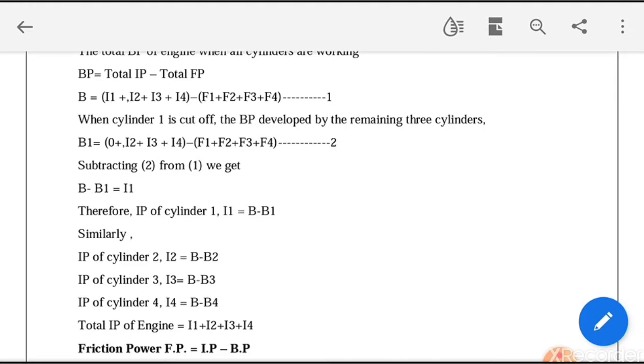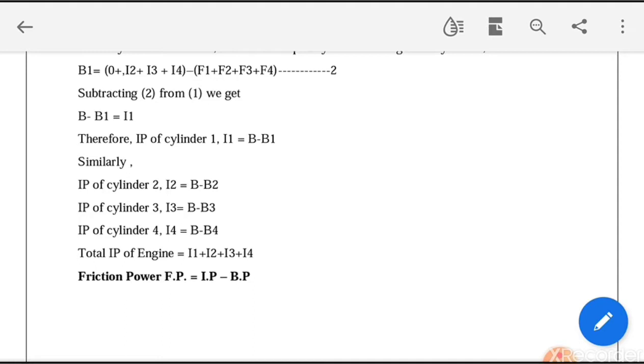Subtracting equation number 2 from 1, that is B minus B1, will give I1. So IP1 or I1 is nothing but B minus B1. Here B stands for the total brake power where all the 4 cylinders are in working condition. B1 stands for the brake power when only the 3 cylinders other than the cutoff one are working. Similarly, you can find the IP of the second cylinder by cutting off the second cylinder, then I3, I4, like that. All the individual indicated powers added up are considered to be the total IP of the engine. And finally, the frictional power can be found as FP equals IP minus BP.